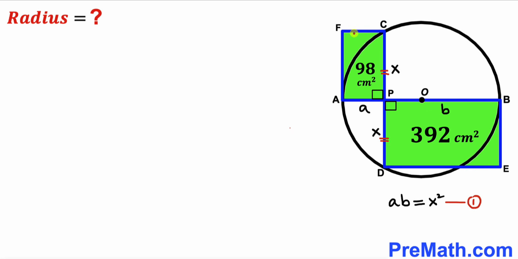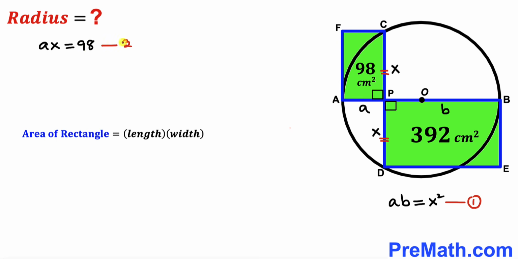Now we are going to focus on this smaller rectangle, whose area has been given to us as 98 centimeter square. Let's recall the area of rectangle formula. Area is always equal to length times the width of the rectangle. In our case, the dimensions of this rectangle are a and x, and the area is 98. So the area equals a times x, which is 98. I'm going to label this one as our equation number 2.